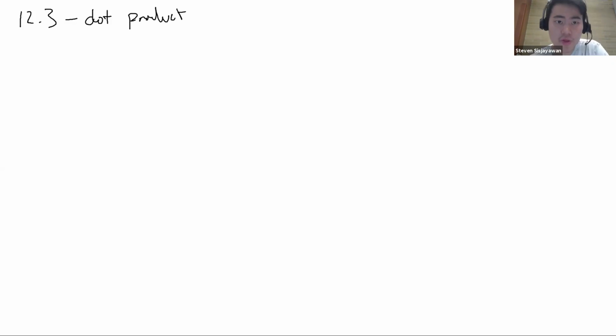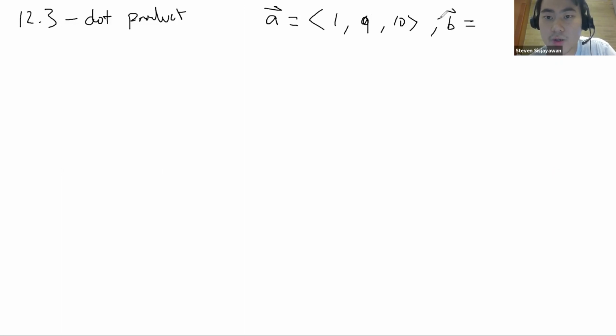All right, so let's start off with the definition of a dot product. Let me just start off with writing down what we have. Let's say we have two vectors, one vector A. Let's say I have 1, 9, 10. And let's say that I have a second vector B as 2, 7, 3.